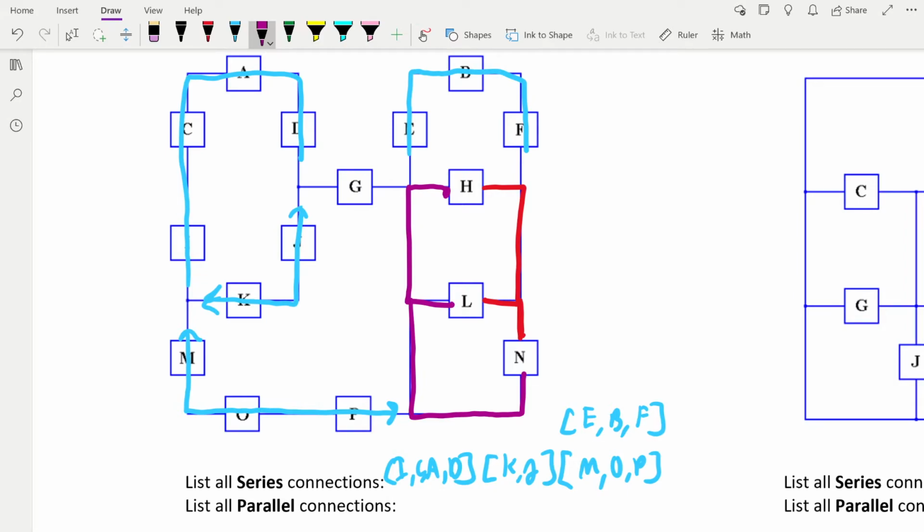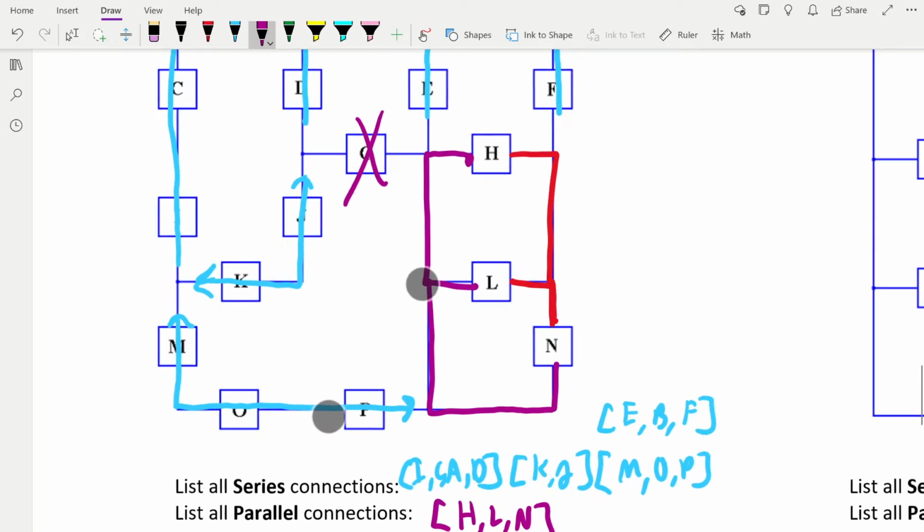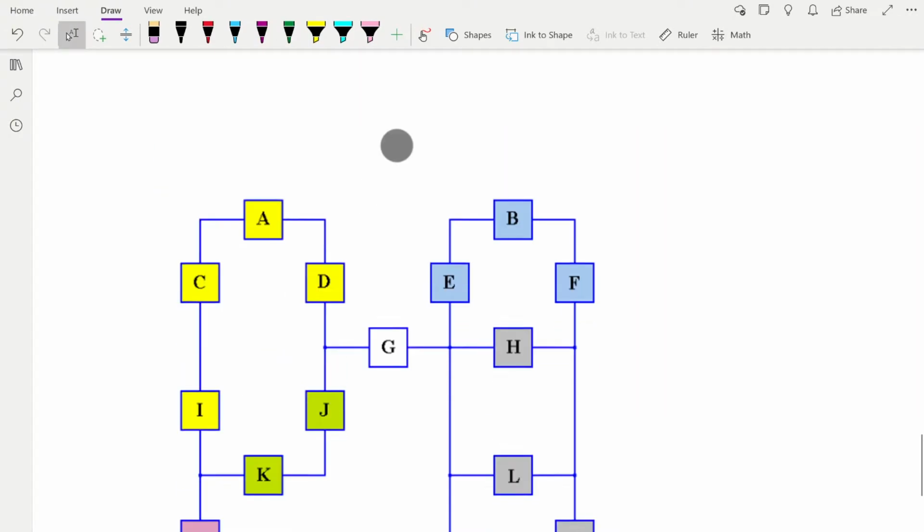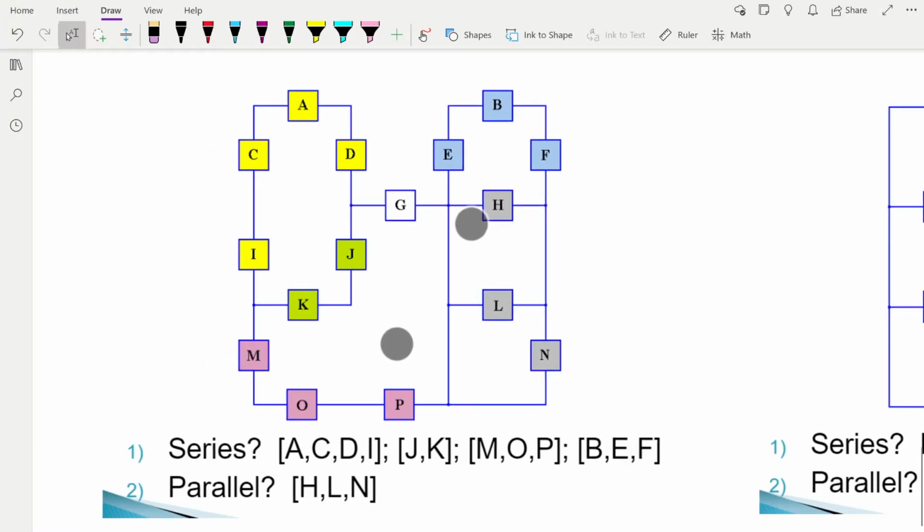But what about G? Well, they can all reach G this way, but there's no other way for the elements to reach G on the opposite end. And so we know that G is not going to be in parallel with anything. So our only parallel pair down here, make sure you can see what I'm writing, H, L, and then N. So those three are in parallel. G is neither series or parallel with anything. And if I scroll down, I can actually compare this to my answer slide right here. Notice how I get the same thing.